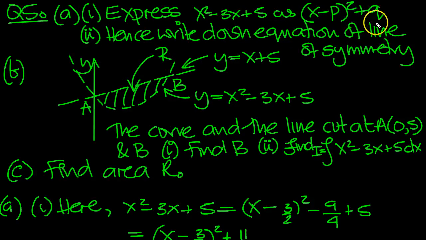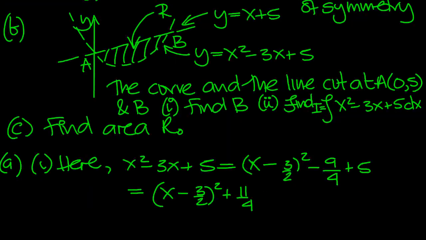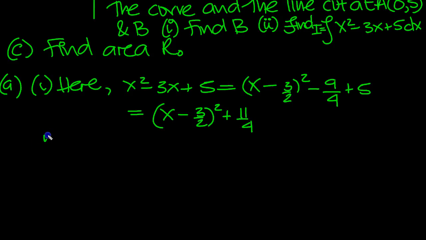Hence write down the equation of the line of symmetry, part 2. So let's just write it down. So here this will be the same around the point x equals 3 over 2, won't it? Because this is squared, so anything above 3 over 2 or the same amount below 3 over 2 will produce the same value.